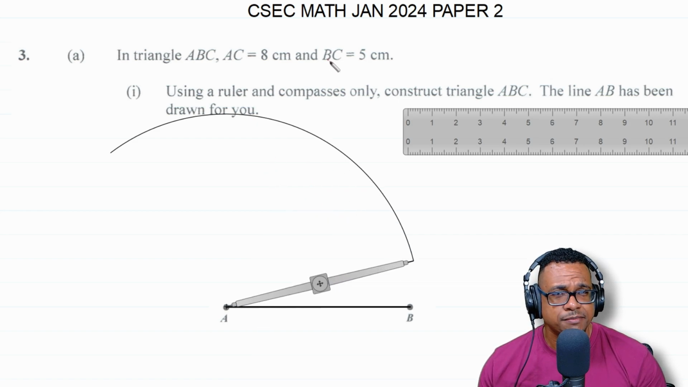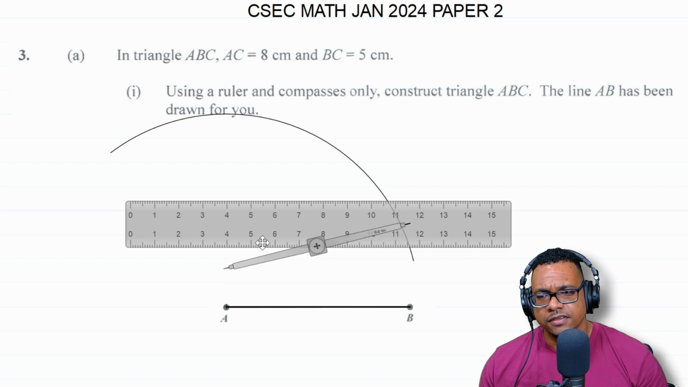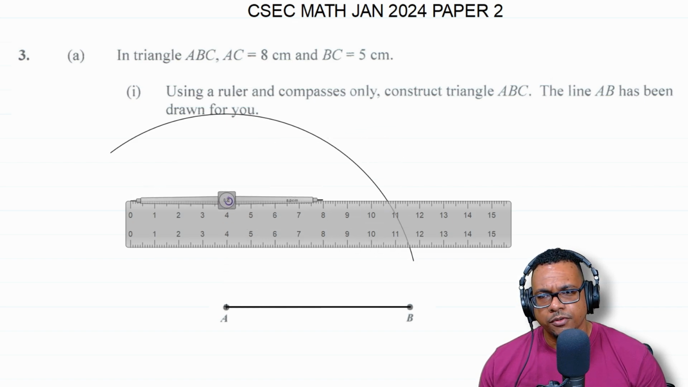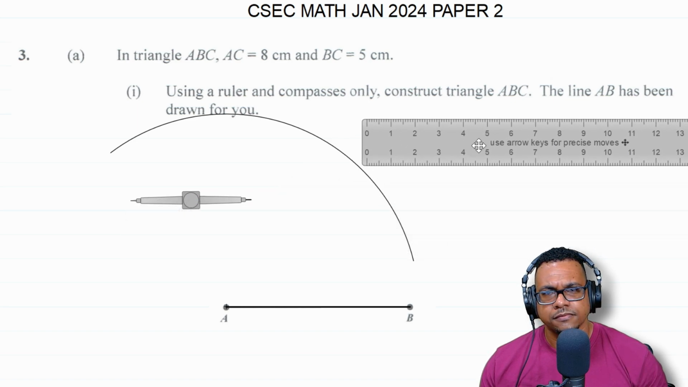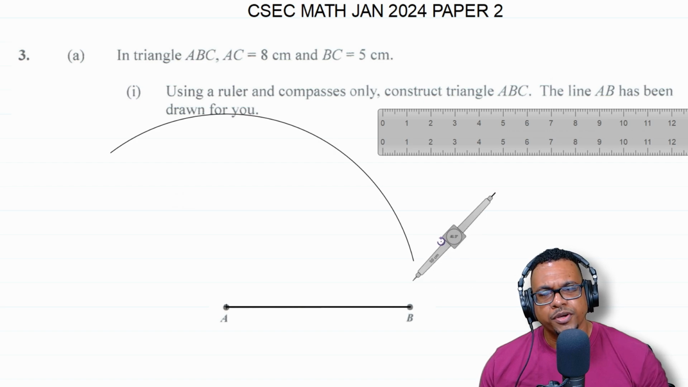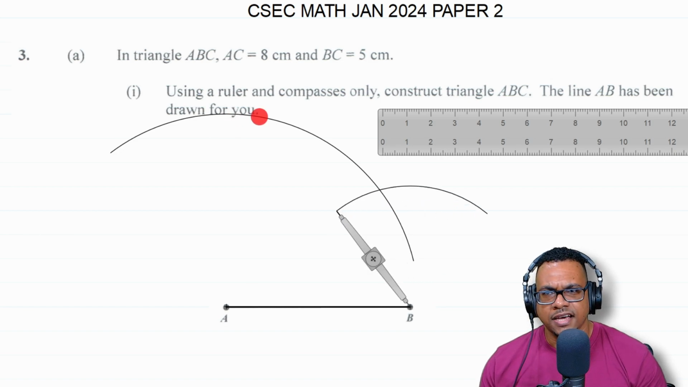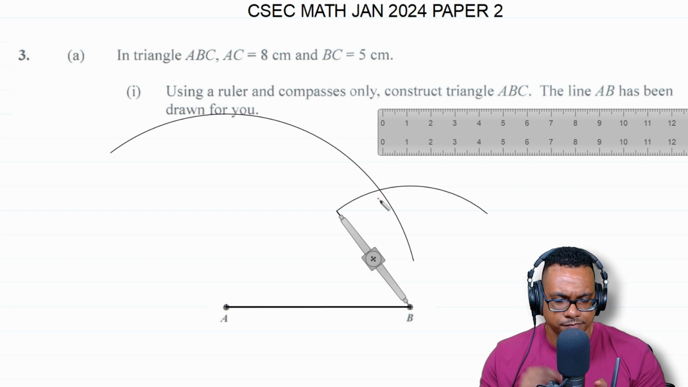Then I'm going to look at the line segment BC, which means you're starting at B and ending at C, and that line segment is 5 centimeters. So I'm going to take my ruler again. I'm going to take my compass, place the point at the zero on the ruler, and I'm going to open the compass out to 5 centimeters. Then I'm going to take the compass point, place it on B, and I'm going to make an arc to intersect this arc here. Now, the point where these two arcs intersect would be the point C.